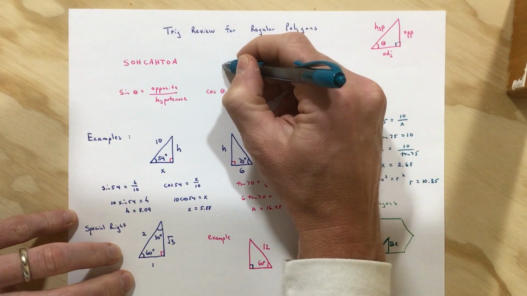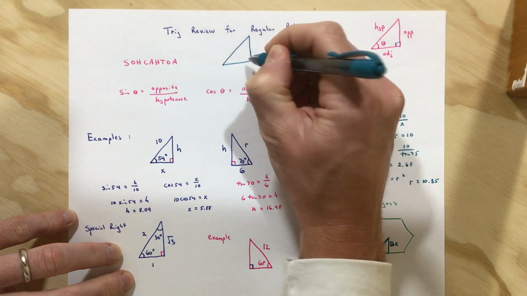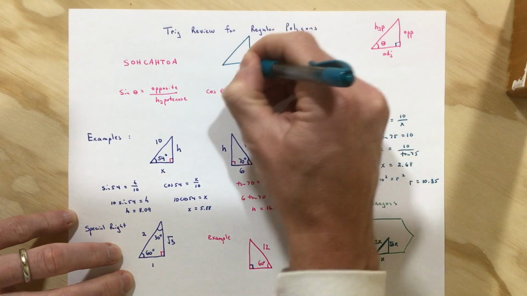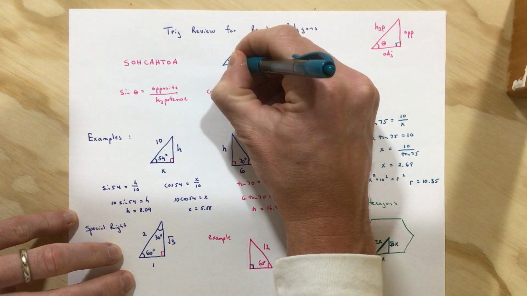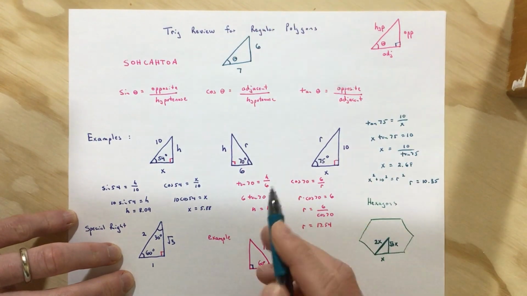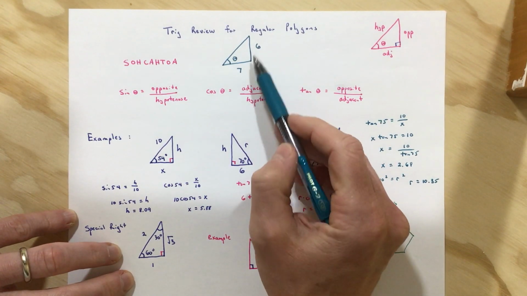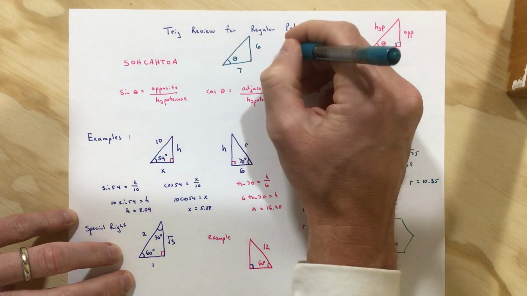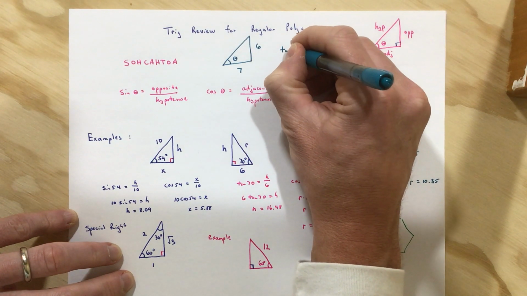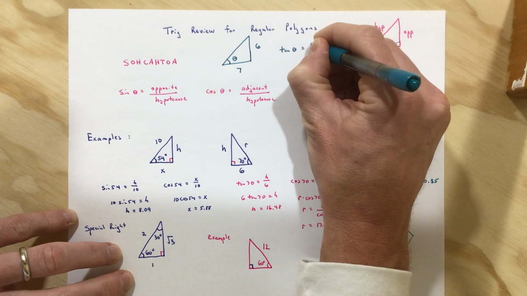Let's say I had this triangle, and I knew this was 6, and I knew this was 7, and I was interested in this angle. And again, it's one of those things, what trig function are you going to use? Well, if this is the angle, I have the opposite and I have the adjacent, so I'm going to say tangent of theta is 6/7.